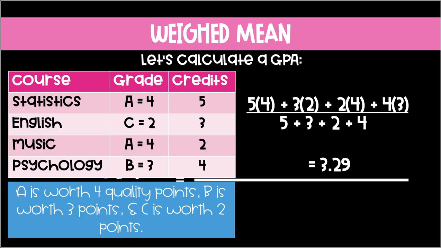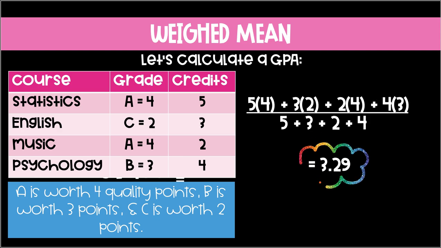We're going to multiply 5 times 4 and add it to 3 times 2 and add it to 2 times 4 and add it to 4 times 3. And then we're going to divide by the total sum of the weights. It looks like the GPA for this particular person that had these grades is 3.29.